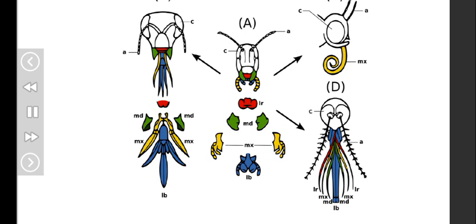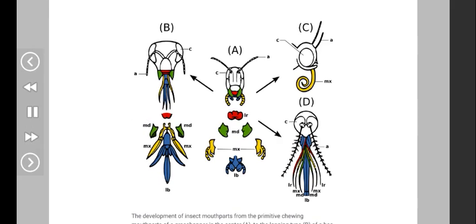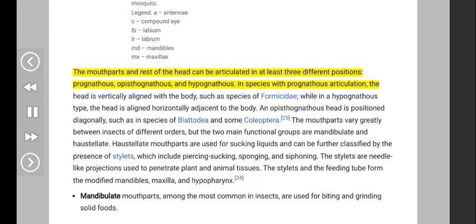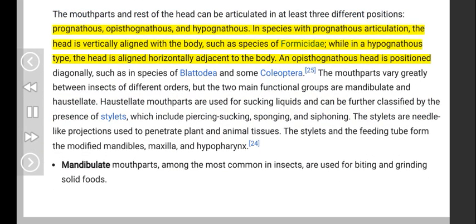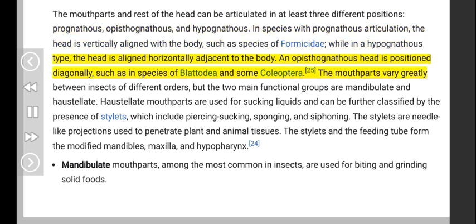The mouthparts and rest of the head can be articulated in at least 3 different positions: prognathous, opisthognathous, and hypognathous. In a prognathous head, the head is vertically aligned with the body, such as in species of Formicidae, while in a hypognathous type, the head is aligned horizontally adjacent to the body. An opisthognathous head is positioned diagonally, such as in species of Blattodea and some Coleoptera.